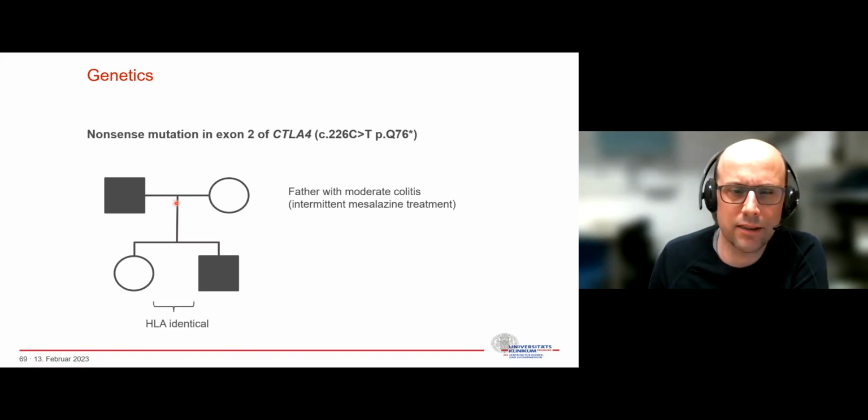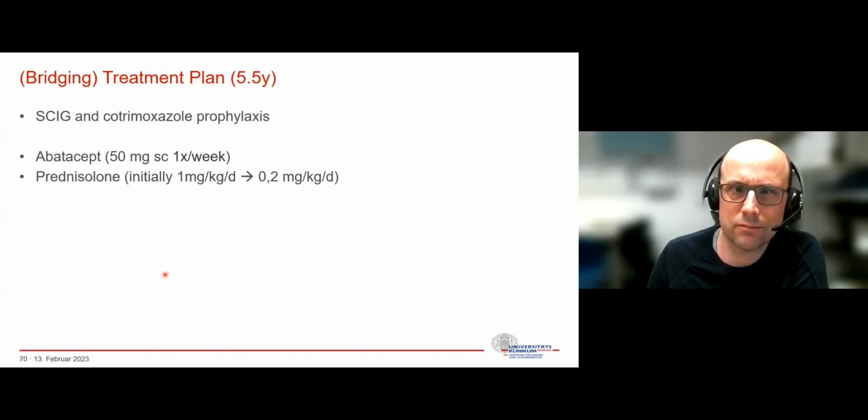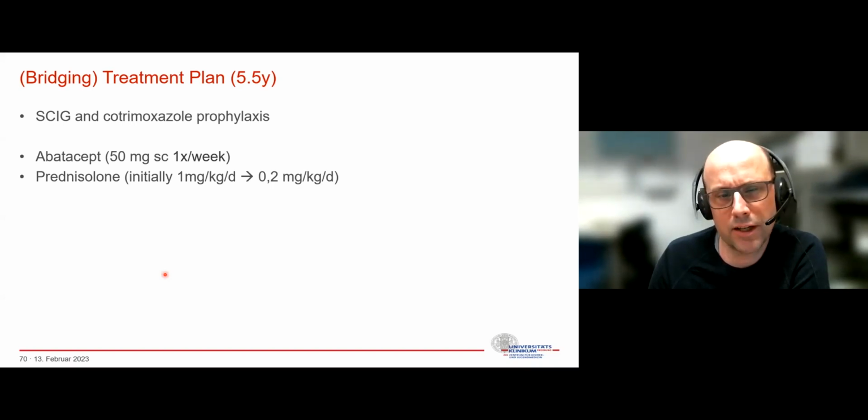We also identified that the unaffected sister was HLA identical to her brother, and given this intense clinical phenotype, we decided together with the family to move on with stem cell transplantation in this child. We tried to achieve stabilization of the clinical condition, and before moving on to transplant, decided on this bridging treatment plan. The patient was put on subcutaneous immunoglobulins and cotrimoxazole prophylaxis to prevent further infections.